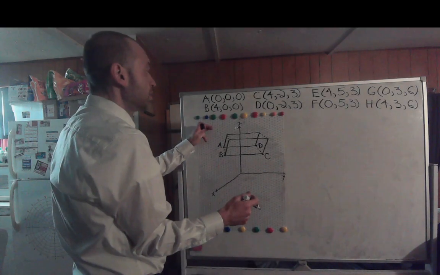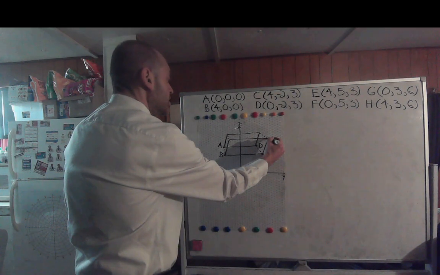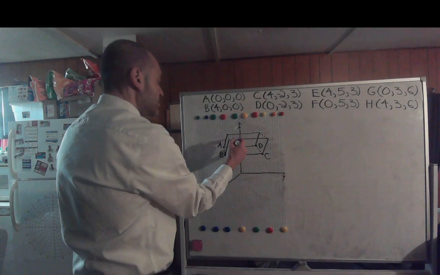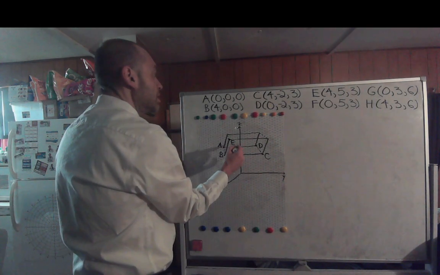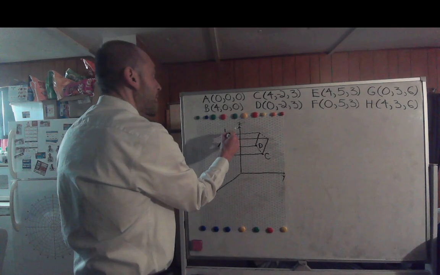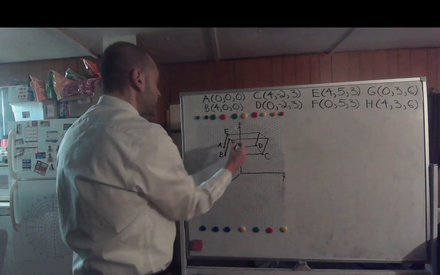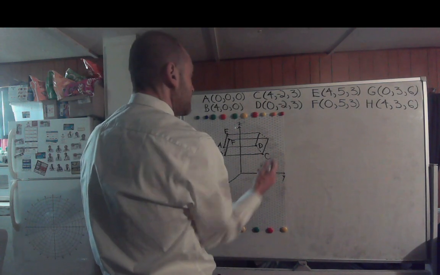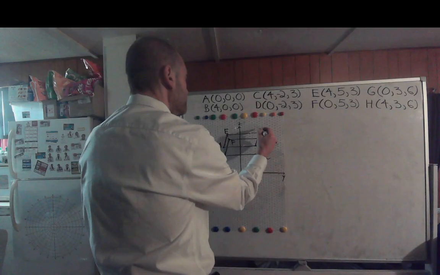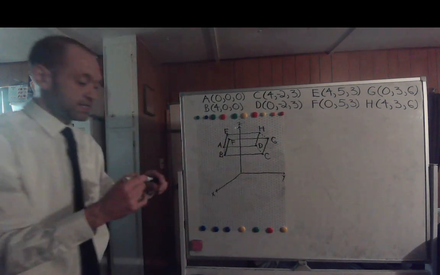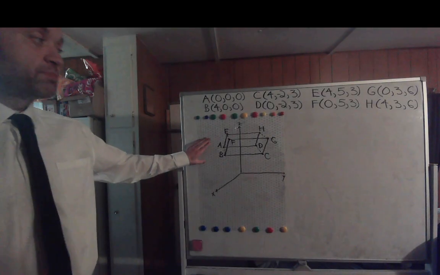And then up here, this could be E for 4, 5, 3. Actually, this would be E back here. This one will be F if it's 0, 5, 3. So that means G would have to be 0, 3, 6, and then H is going to be back here at 4, 3, 6. All right. So we have the parallelepiped with all 8 of these points plotted.